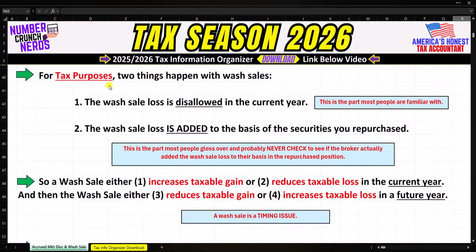Now for tax purposes, two things happen with wash sales. Number one, the wash sale loss is disallowed in the current year. This is the part that most people are familiar with. Number two, the wash sale loss is added to the basis of the securities that you repurchased. This is the part that most people gloss over and probably never check to see if the broker actually added the wash sale loss to the basis in their repurchased position.